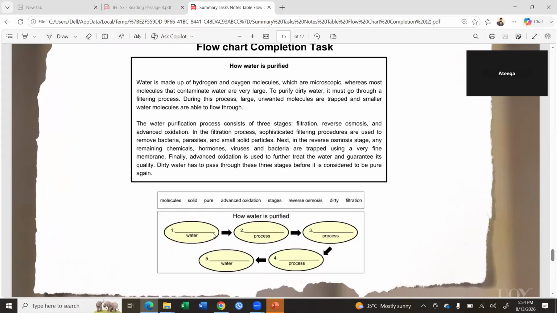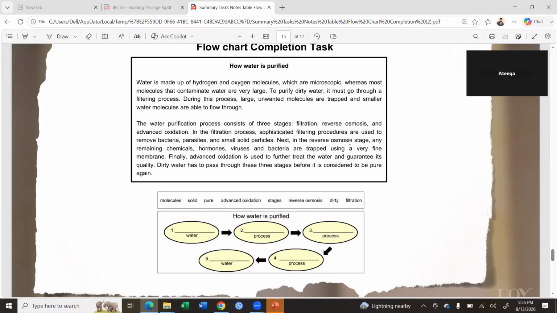Okay, so first is molecule, then second, filtration. Okay, it must go through a filtration process, then purification. Very good. Yes, purification. Exactly. So this is how you talk about it.